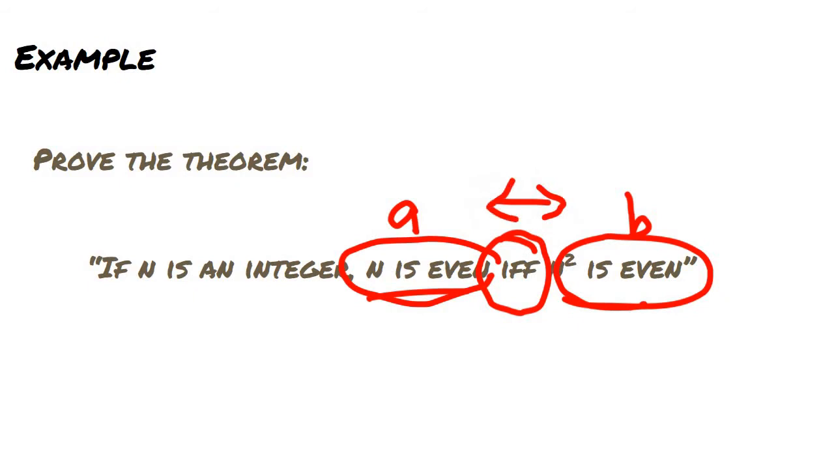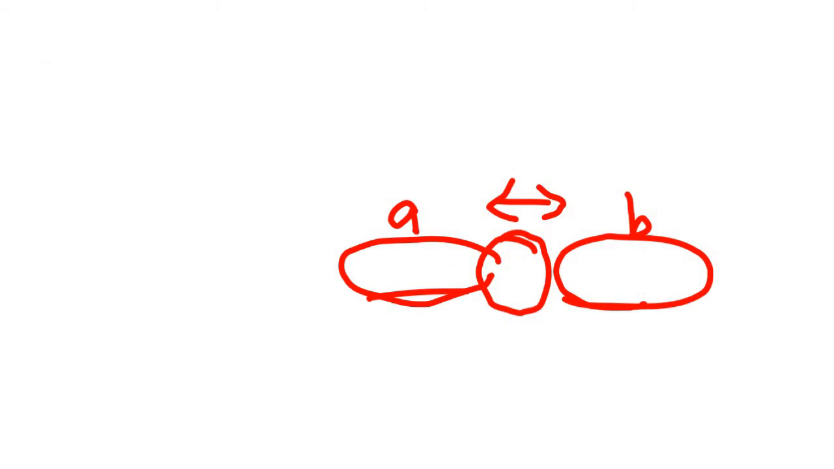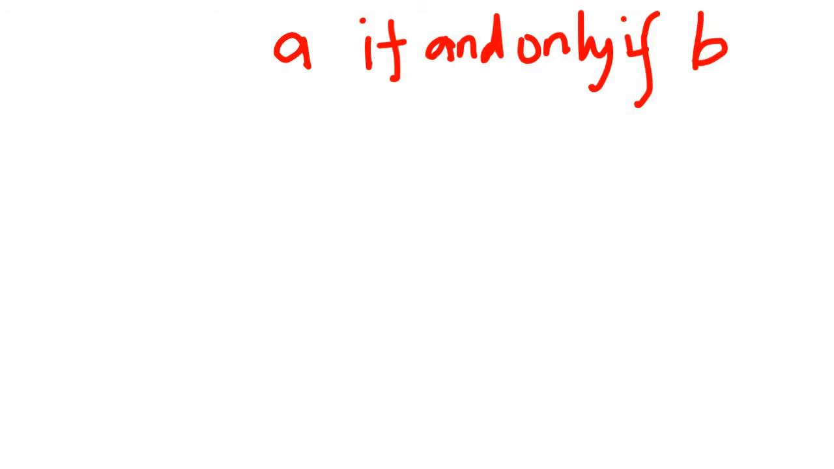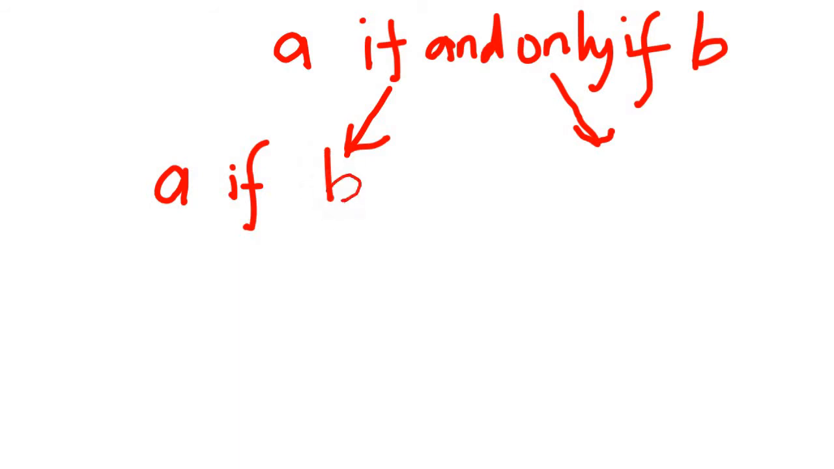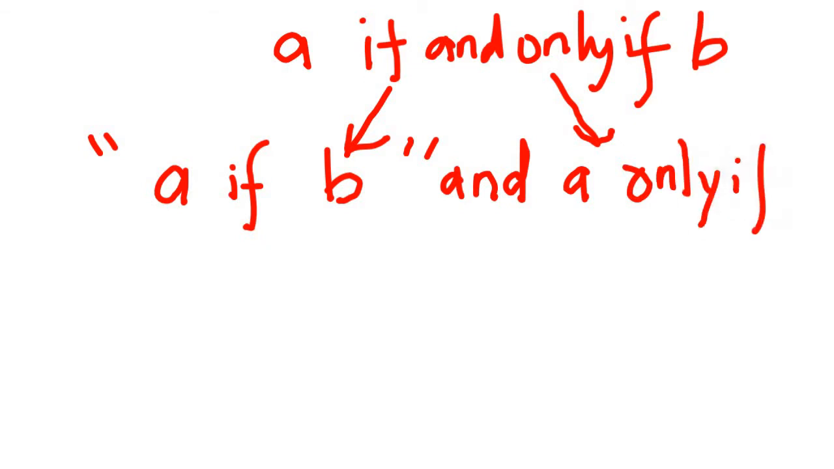But what it means basically is, say if you have a if and only if b, it really means two things. You have a if b, and a only if b.